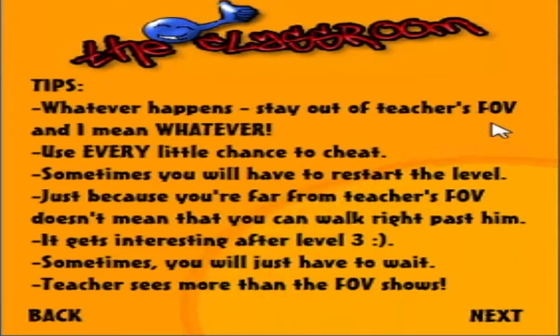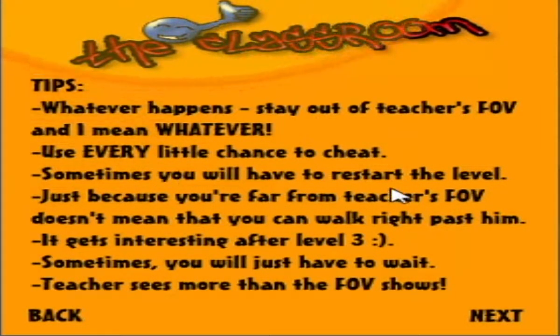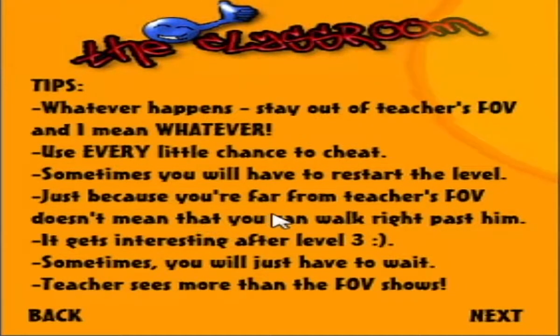Whatever, stay out of characters' FOV. Use every little chance to cheat. Sometimes you will have to respect the limb, but just because you're far from the teacher's FOV, it doesn't mean that you can walk right past. It gets interesting after level 2. Twists: sometimes you will just have to wait. Teacher sees more than the FOV.